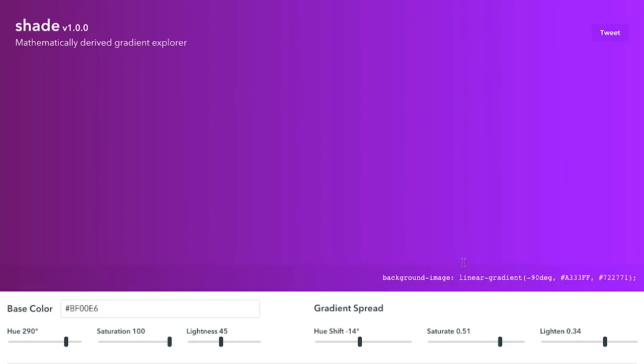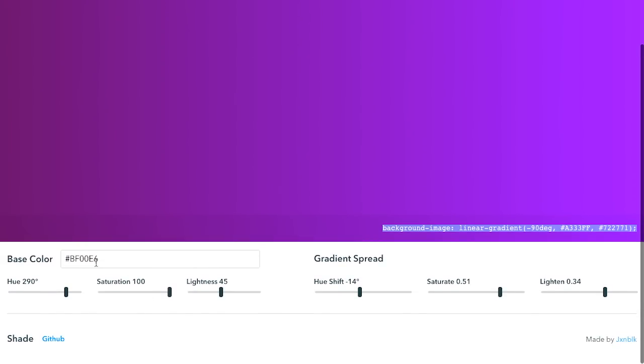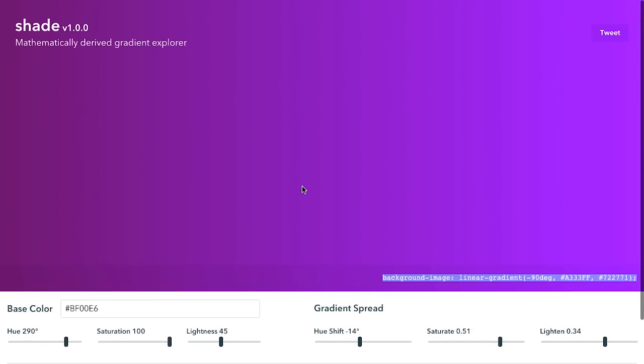And then right there, it gives you the code to actually put this into your web page. So if you create a gradient and you end up liking it, you can go ahead and just copy and paste that right into your site. You can also, of course, put in a base color here if you have a specific color you want to start out with, and then you can adjust from there. Anyway, not a whole lot to say about that, but I thought this was a pretty cool tool.